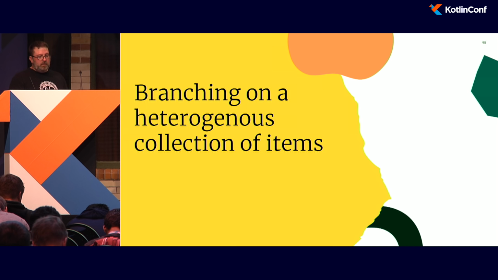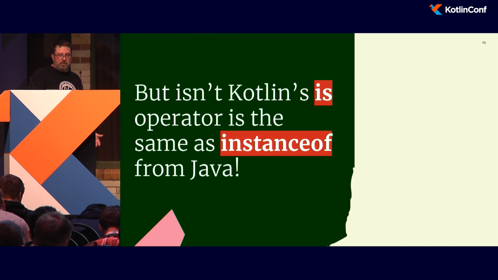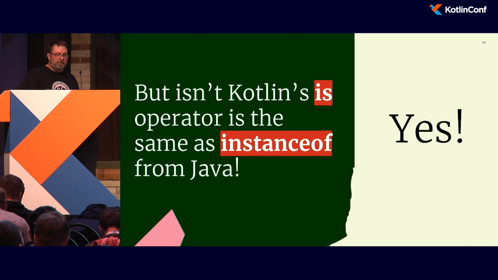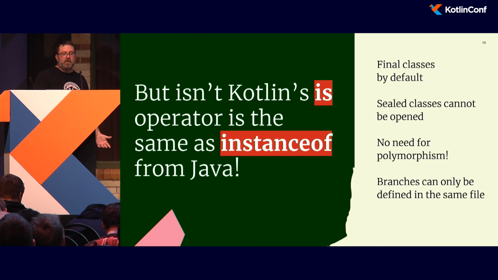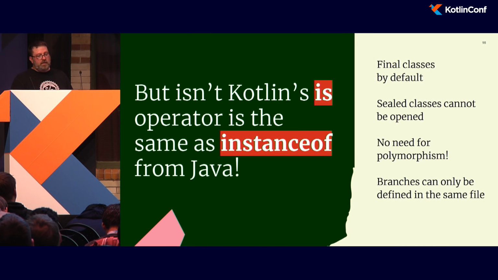And as we've seen now with sealed classes and when, our items don't need to have anything in common at all. You could also say, but didn't you say earlier that Kotlin's is operator is the same as instanceof from Java? And I would say, yes. But Kotlin makes all of this OK. All classes in Kotlin are final by default. So this makes it far less likely that somebody will actually extend a class and create automatic car, extending car, and accidentally trigger code meant for the superclass.